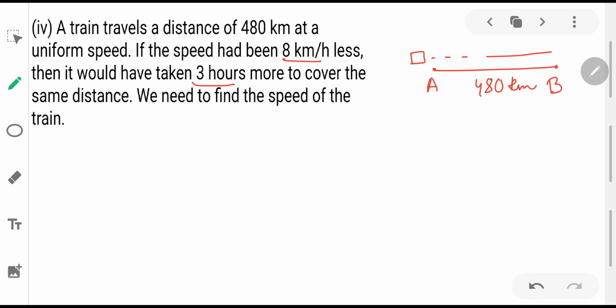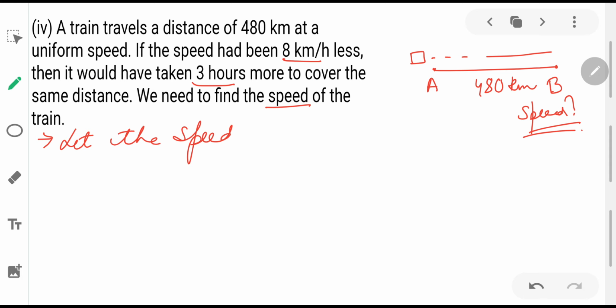We need to find out the speed of the train. So, what do we need to find out? We need to find out the speed of the train. For that, we need to make the quadratic equation. So, we will assume the speed to be x kilometer per hour. Kilometer per hour is the unit of speed. So, we will write it as follows. Let the speed of the train be x kilometers per hour.